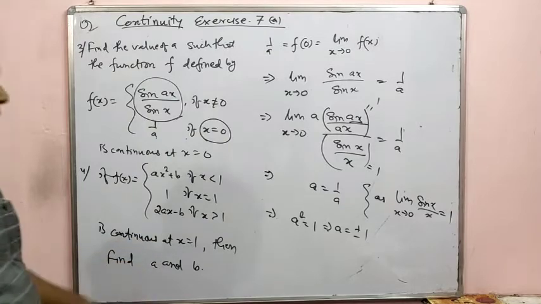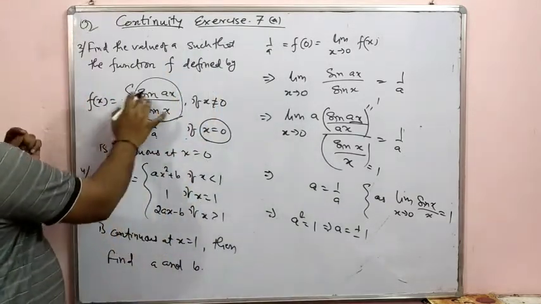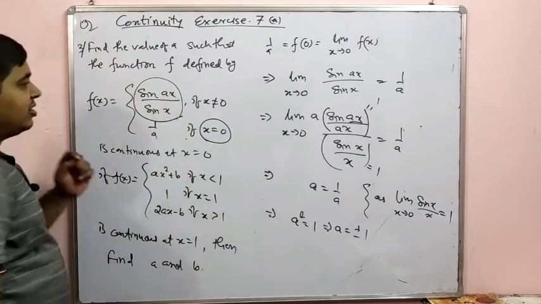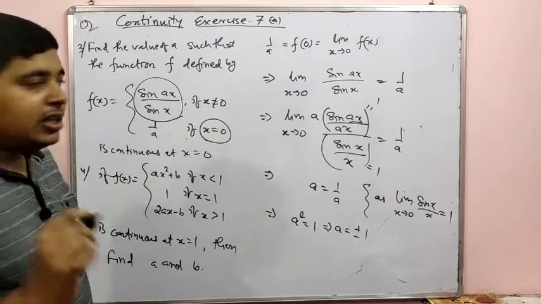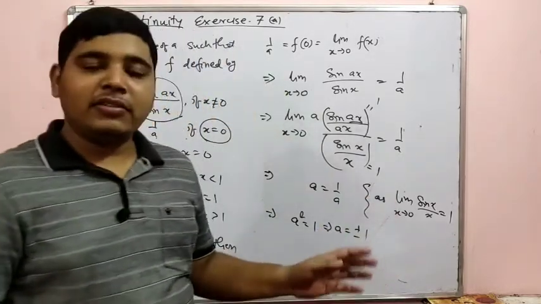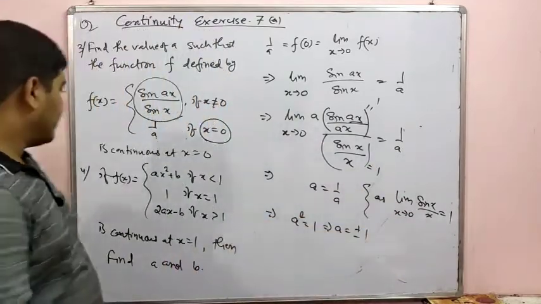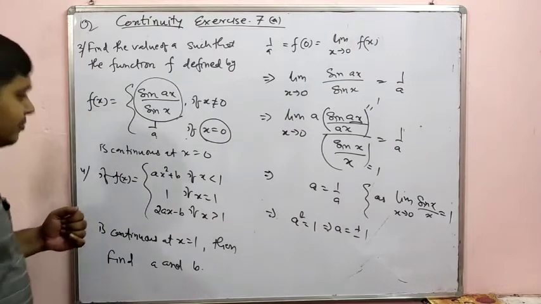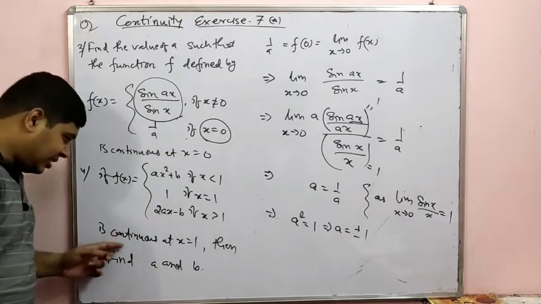So for the value a is equal to plus minus 1, this function f of x is equal to sin ax by sin x if x not equal to 0 and 1 by a if x is equal to 0 is continuous. Whether it is plus 1 or minus 1, it works. Now the next question.